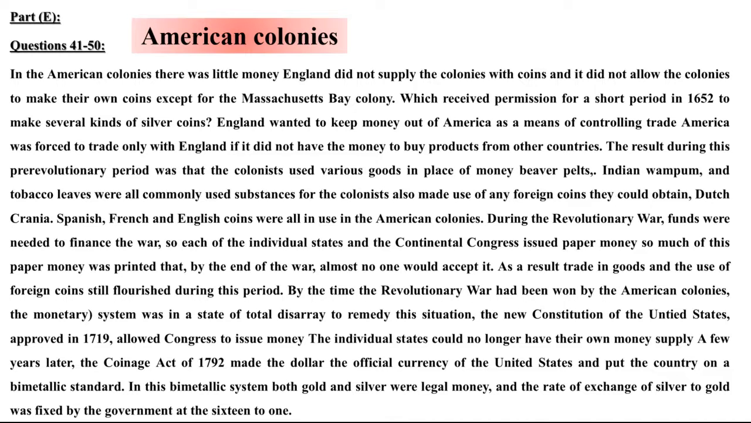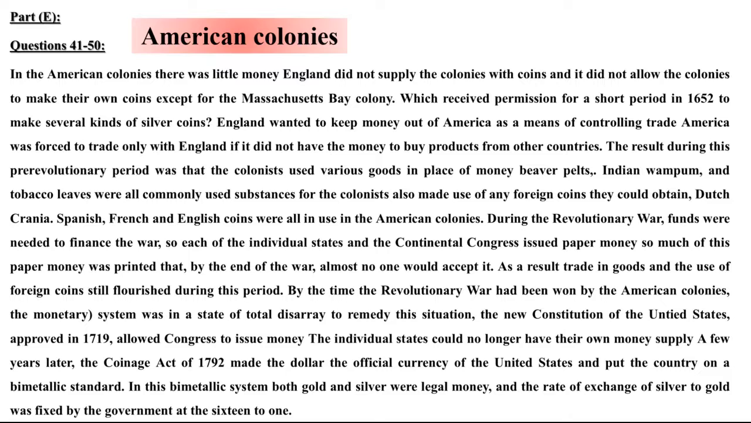America was forced to trade only with England if it did not have the money to buy products from other countries. The result during this pre-revolutionary period was that the colonists used various goods in place of money. Beaver pelts, Indian wampum, and tobacco leaves were all commonly used substances, and the colonists also made use of any foreign coins they could obtain. Dutch, Spanish, French, and English coins were all in use in the American colonies.